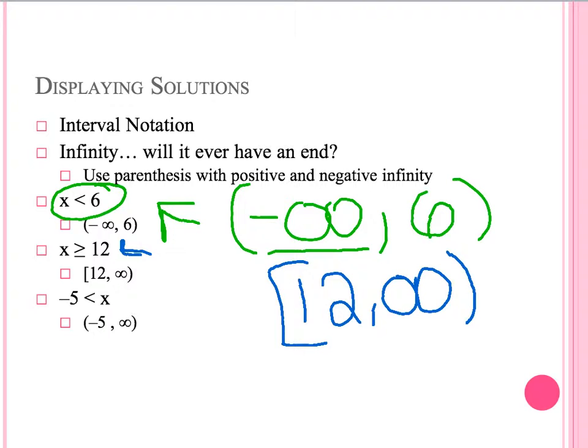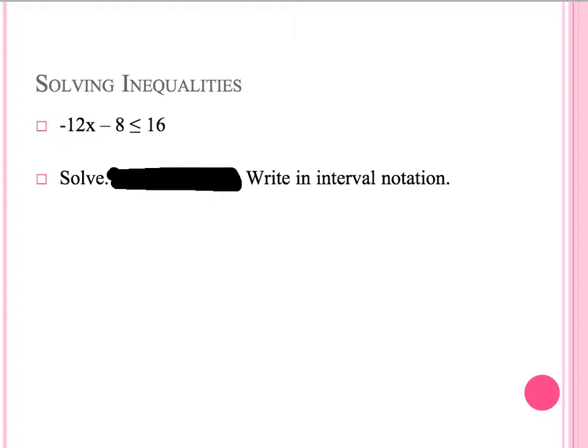Our last example, negative 5 is less than x. We know that negative 5 will need a parenthesis because it is less than our x. Also, we know that since x is greater than negative 5, it will be going off into positive infinity. Whenever we have infinities, we know we must use a parenthesis. These are just some examples of how we can write our interval notation.